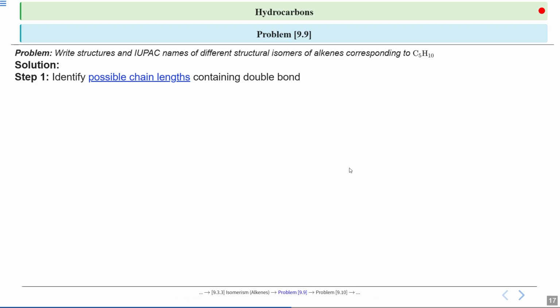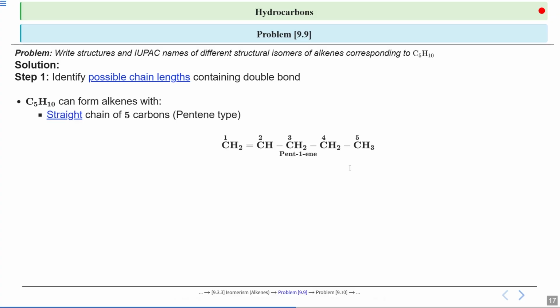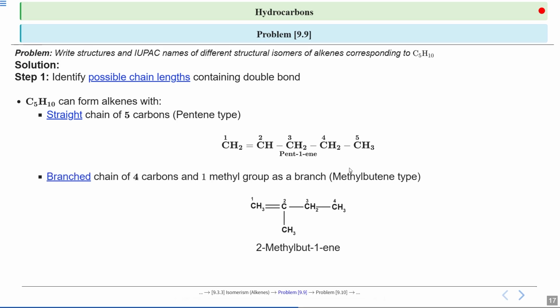Now we begin with the solution by identifying the possible chain lengths that can contain a double bond. This is the first step in determining the structural isomers of the alkene for the given molecular formula. C5H10 can form an alkene with a straight chain of 5 carbons known as pentene. The structure of pent-1-ene is shown here, where the double bond is between the first and second carbon atom. So this is one of the simplest forms of alkenes we can have with 5 carbon atoms.